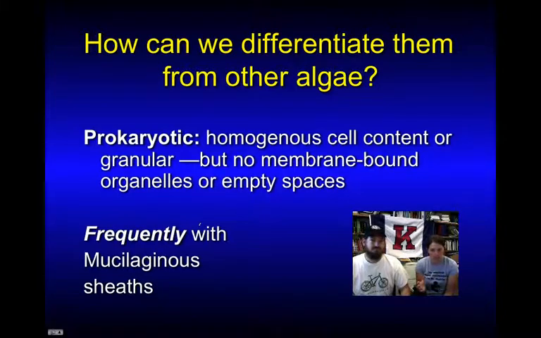Organelles in them because they don't exist, and so they typically look very homogeneous or maybe somewhat granular. That's because they lack these membrane-bound organelles, and sometimes you can also see these empty-looking spaces. Also, typically with many of the cyanobacteria, they're surrounded by a mucilaginous sheath. This mucilaginous sheath can extend sometimes quite extensively from the individual cells. And we'll see some photos of those in just a little bit.